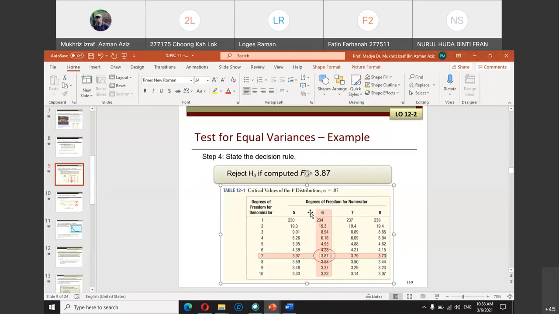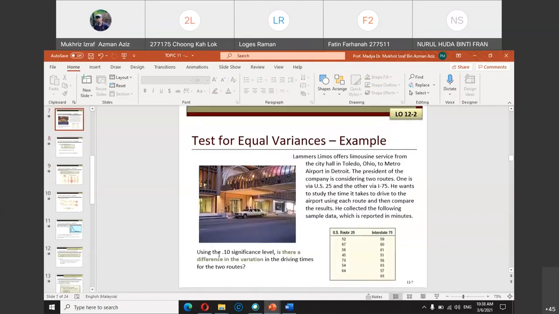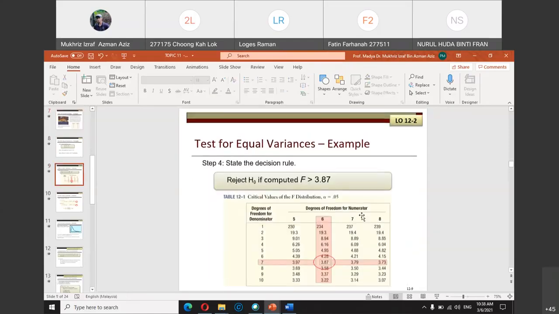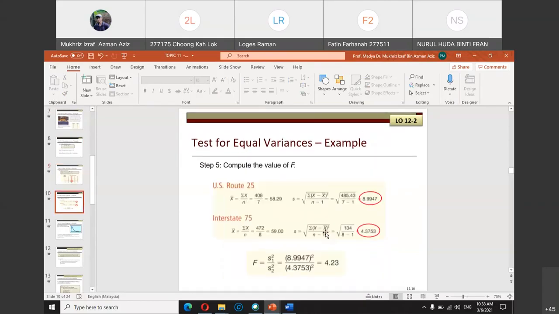Please change it in the notes here. You are testing at 5%. The same goes here: you are testing at 5%, just to be consistent with the value from the slide that they are referring to. So at 5%, with 6 and 7, 3.87 is your critical value. The rest is just calculating the variance from the first sample and the variance from the second sample.